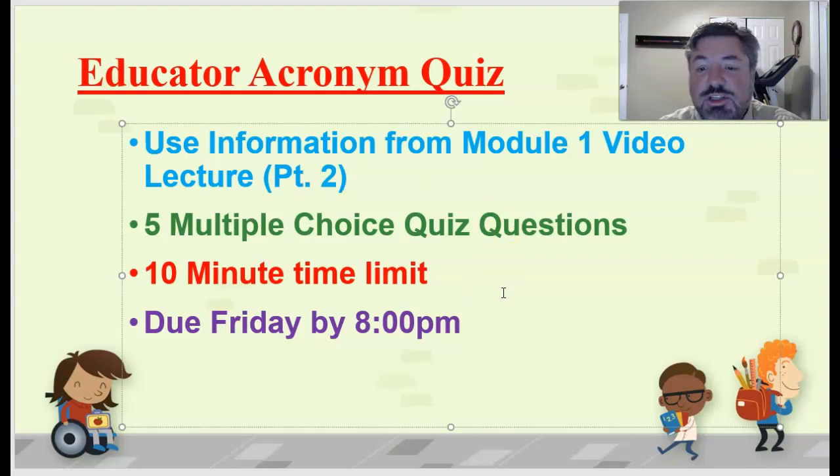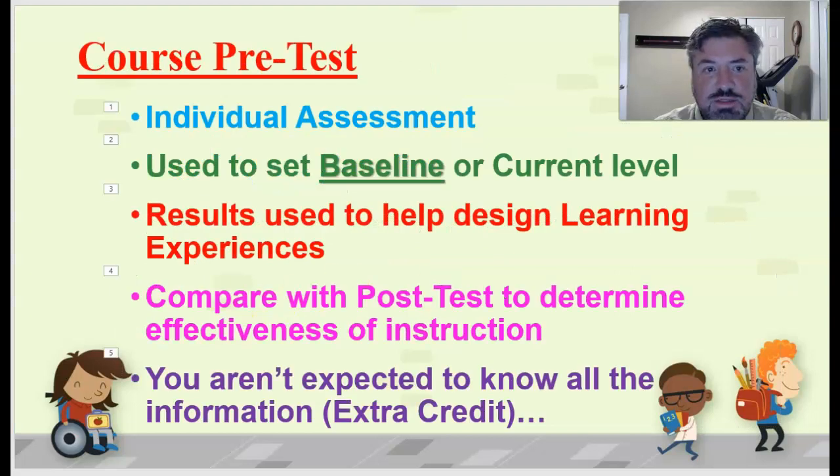There's going to be 5 multiple choice quiz questions with a 10-minute time limit over educator acronyms. There's a 10-minute time limit, so you might have time to look over them, but it's going to be kind of important to have an idea what they are before you just take the quiz and try to come back and look at the lecture. This is due Friday by 8 p.m., so make sure you go to the quiz section and take the quiz.